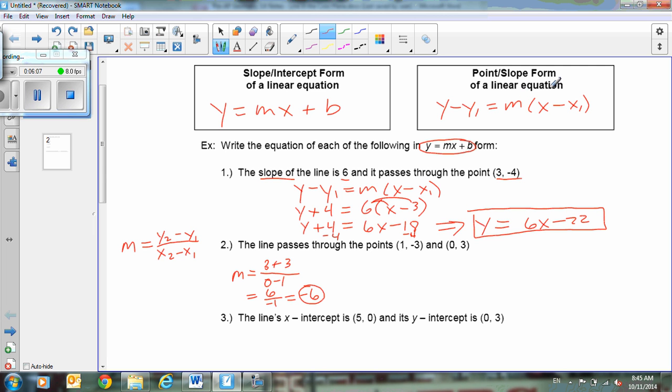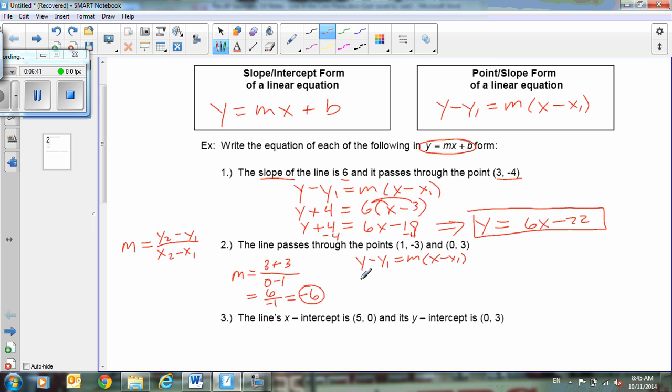Now, for x1, y1, I can choose either one of these points. It doesn't matter which one. You'll get the same answer in the end, no matter which you choose. So I'm just going to choose the second one because it has no negatives, and that 0 will make things easier. And I'm going to plug the coordinates of that point and the slope we just found into this equation: y minus y sub 1 is equal to the slope times x minus x sub 1.